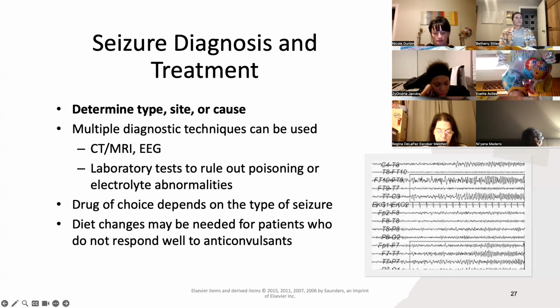We can also do diet changes for patients that aren't responding well to their anticonvulsants. So we'll recommend a ketogenic diet, and that's going to be high in fats and low in carbohydrates. And it produces ketoacidosis, which will reduce those convulsive episodes.